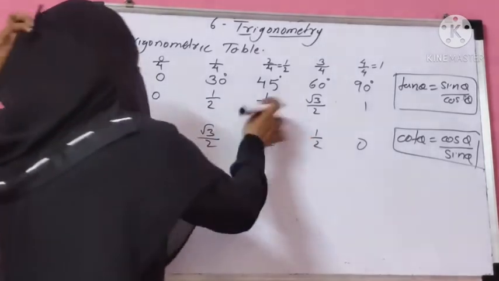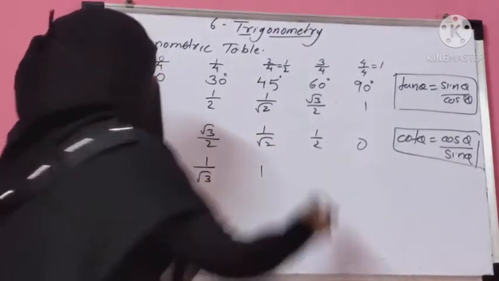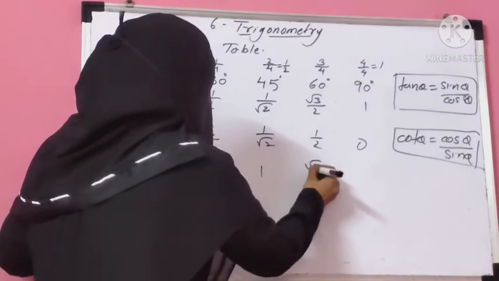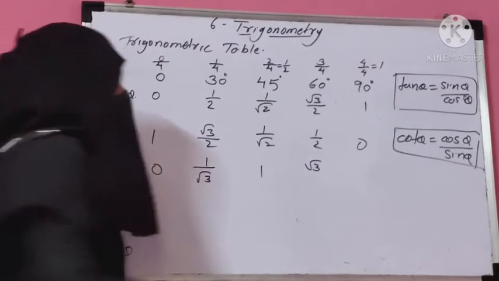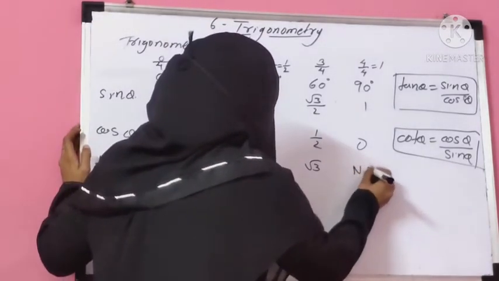Now here same divide. Then you get 1. 2 get cancelled. Then your answer is root 3 upon 1. That means root 3. 1 upon 0. In denominator 0 is not defined. So write here not defined.